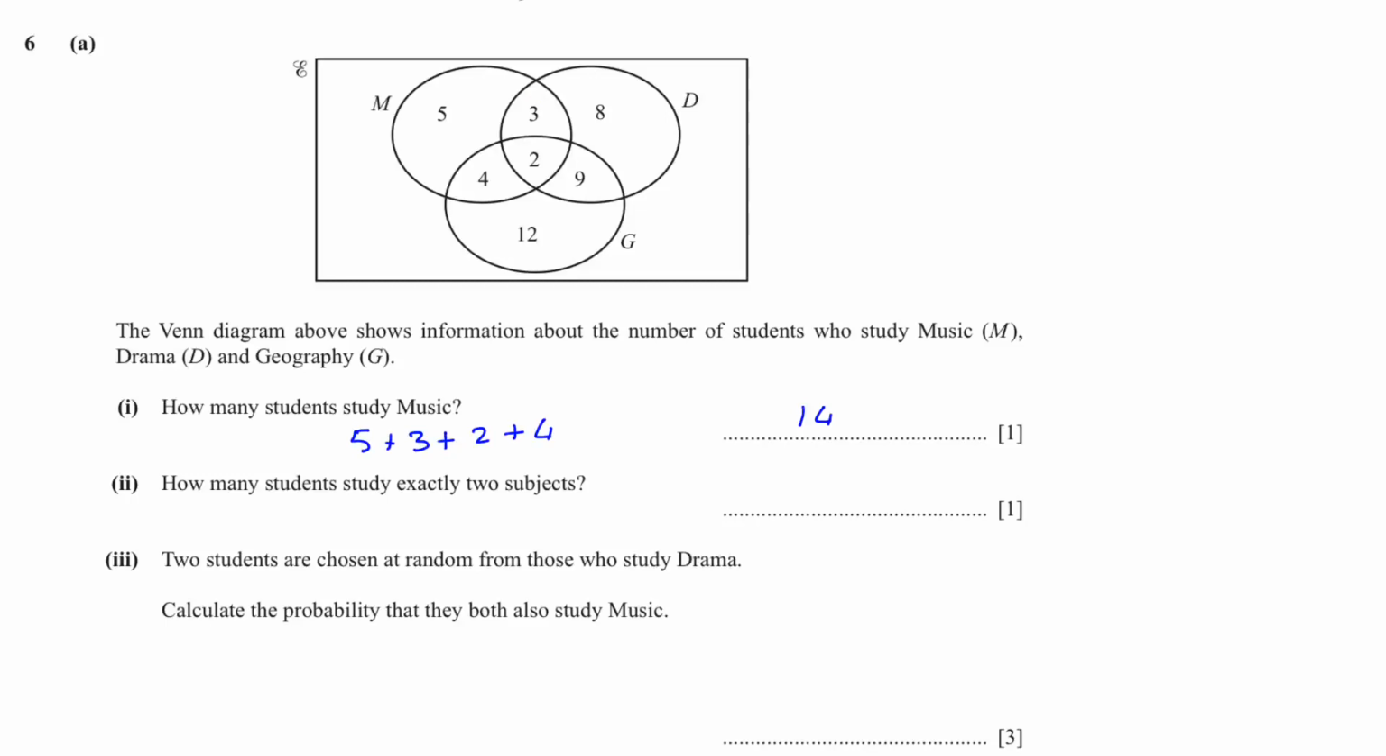Next part of the question. How many students study exactly 2 subjects? Exactly 2 subjects are this is 2, this is 2 and this is 2. So how many are there? 3 plus 4 plus 9. 16 students.